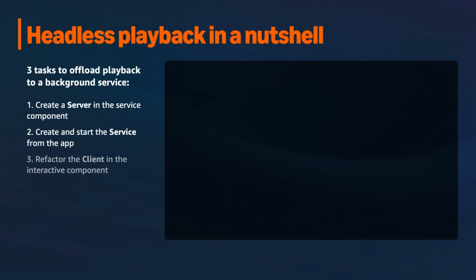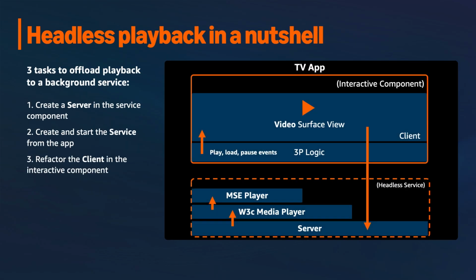Jumping ahead in the implementation conceptually, you essentially need to achieve 3 tasks to offload playback to a background service. One, you have to create a server in your service component. Two, you have to create and start the service from the app. And three, refactor the client in the interactive component. Luckily, a lot of that is handled already by the framework that we provide you as part of the SDK. So you just have to follow the integration guide that we already have published as part of our public documentation.